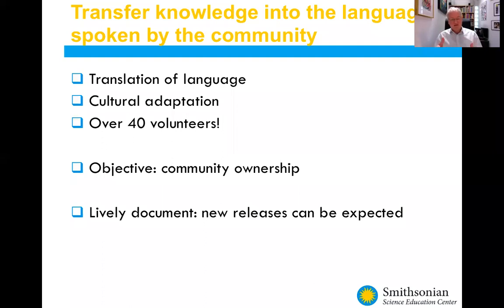Now, the objective is ultimately to get a community ownership, that in a community, people are using this, but also can provide input for further development. So I would say it's a lively document, and we hope that in future new releases can be developed and more adapted at your situation. Thank you. Over to Brian.